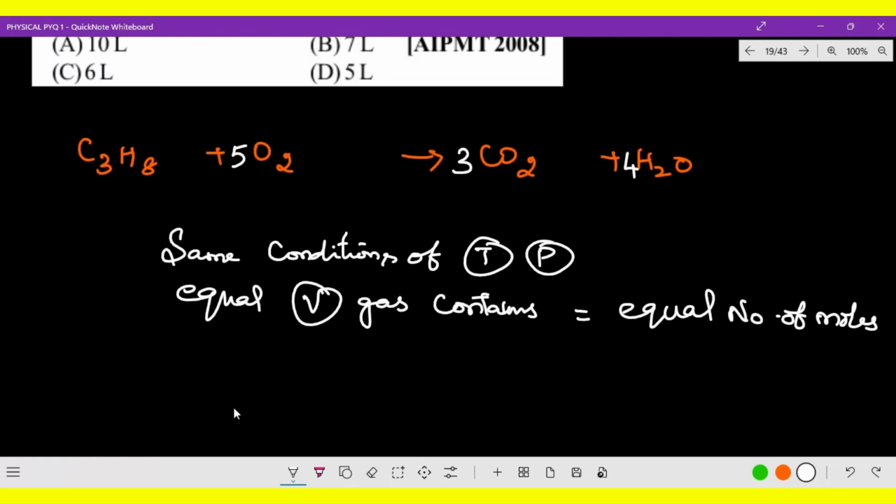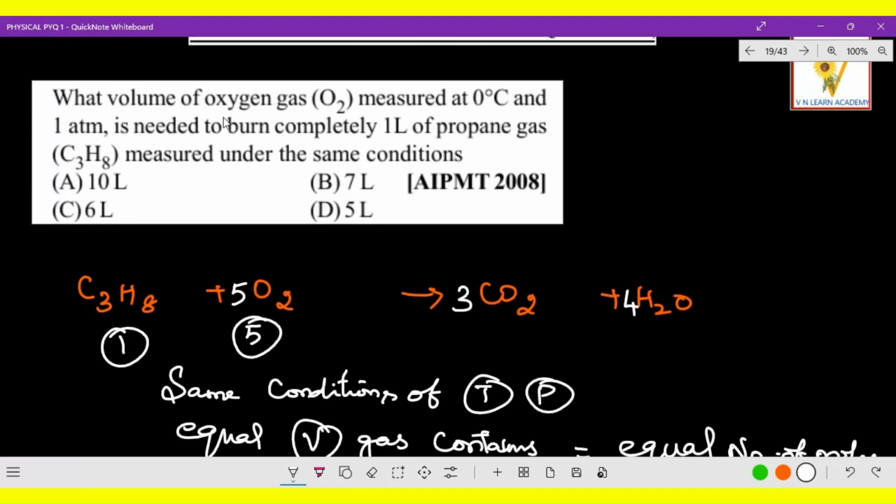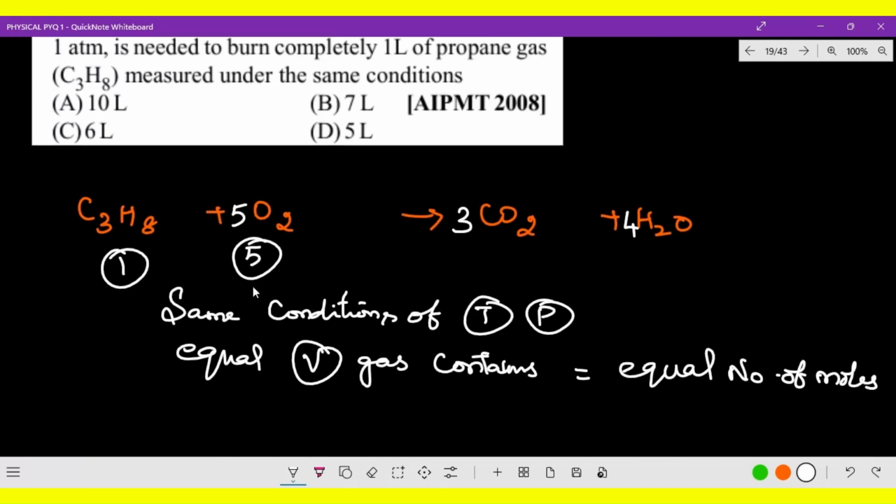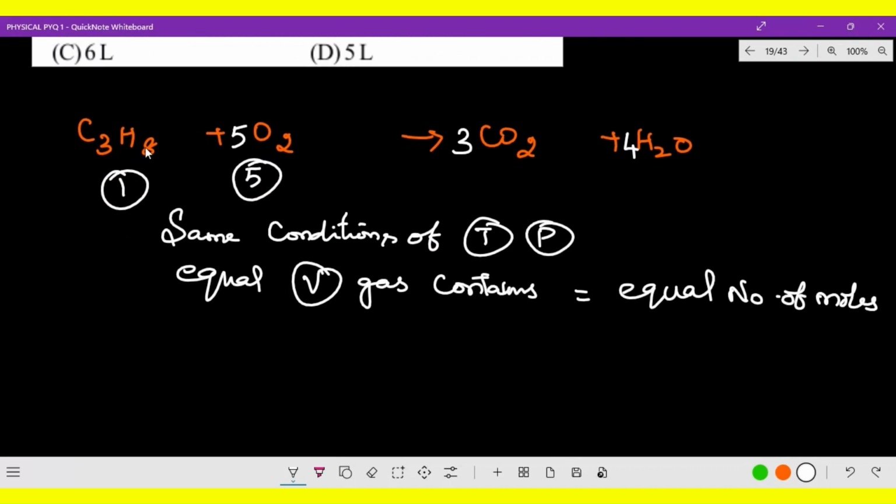So here, 1 mole of propane gas requires 5 moles of oxygen to burn completely. So how many liters are required to completely burn? That is the question. Needed to burn completely 1 liter of propane gas, what volume of oxygen is required? See, there is the question, there is the answer here. 1 mole of propane gas requires 5 moles of oxygen to burn completely, giving carbon dioxide and water.